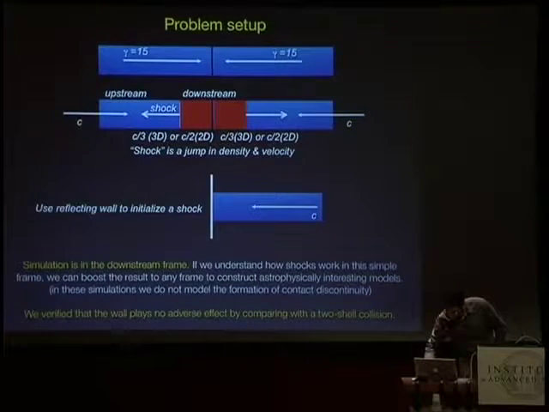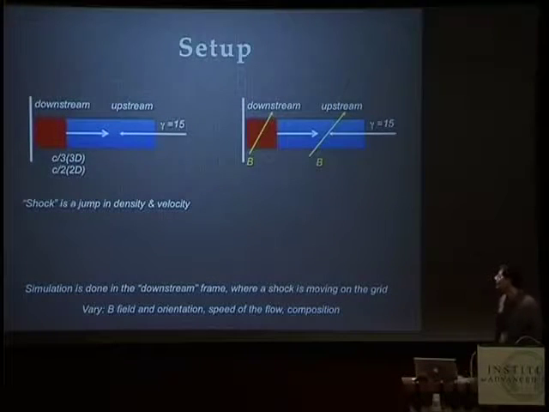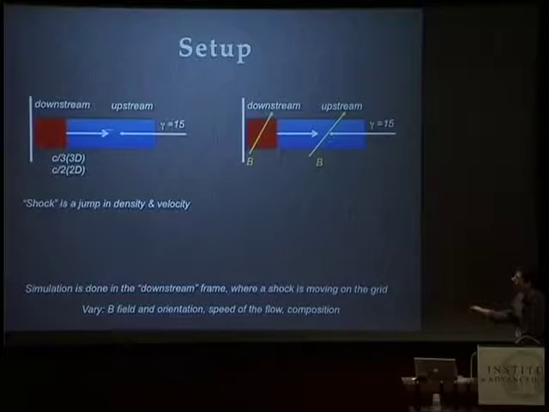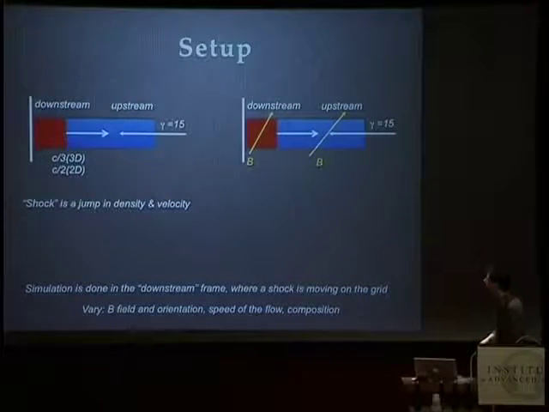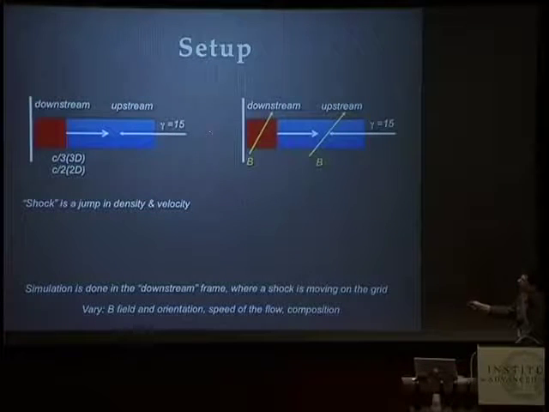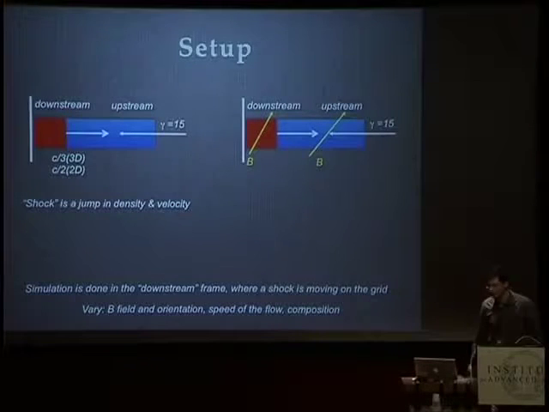OK, so what we do is we set up shocks like this. We have a wall. We have an approaching flow. I'll show you just the relativistic simulation. So in the relativistic case, we're typically assuming that the flow has a gamma of about 15, Lorentz factor 15. That's fairly large. So we're not in the trans-relativistic regime.